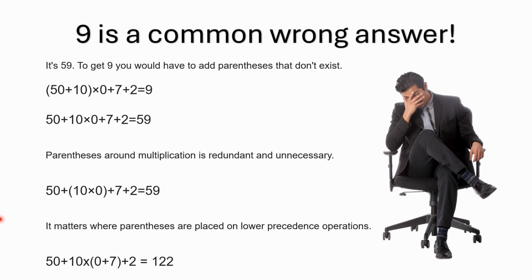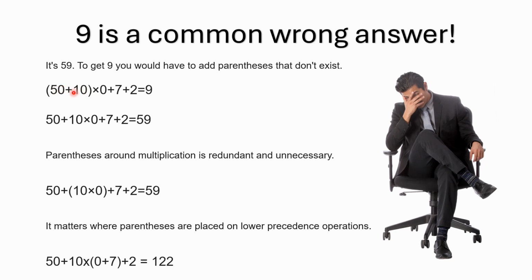I'm going to go through some of the common wrong answers that I see. 9 is probably the most common incorrect answer that I've seen, and it's because people believe that you just solve left to right, which is not true. The fact is, in order to get 9, you would have to add parentheses to the problem. And I'm showing that right here. You'd have to put parentheses around the 50 plus 10.